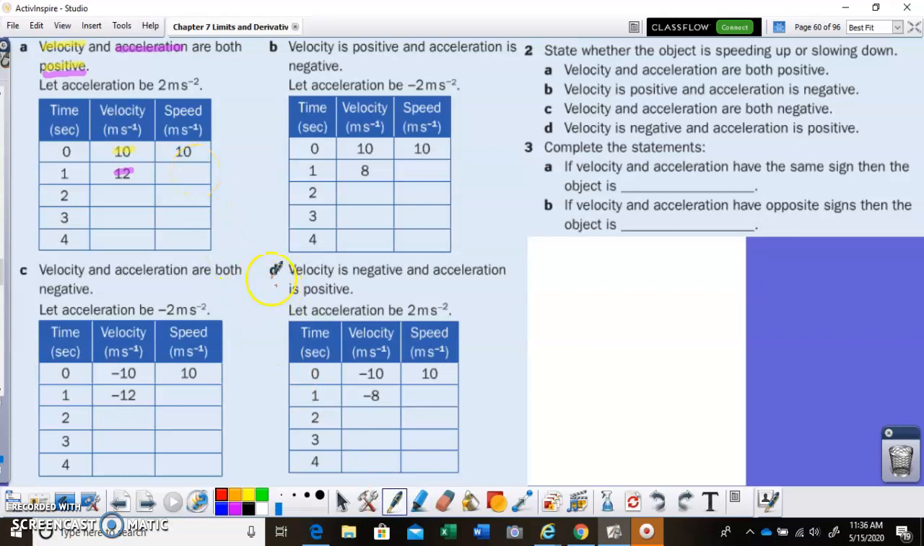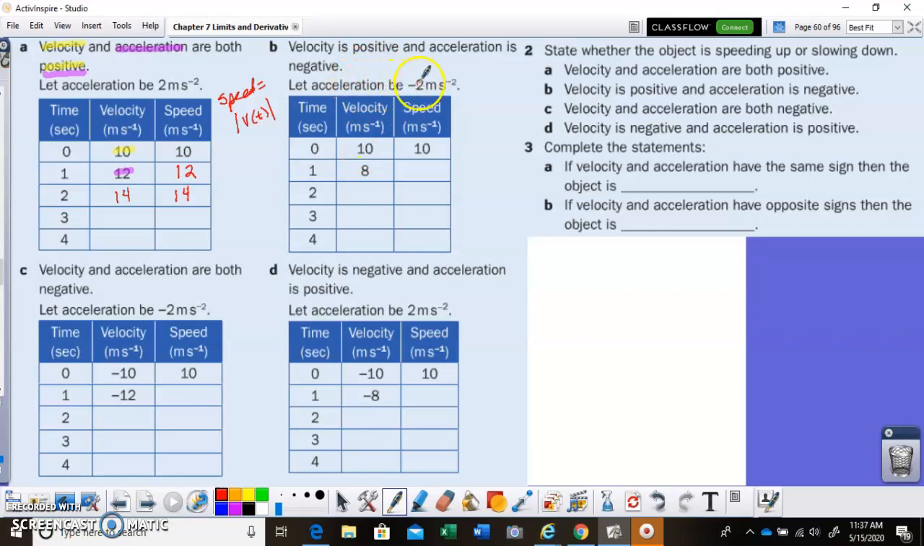We also have to recall that speed equals the absolute value of velocity. That's all we're doing in the third column, taking the absolute value of that number. So that number over here would be 12. If my acceleration is a positive 2, that would take this one to 14, and the absolute value of that is 14.